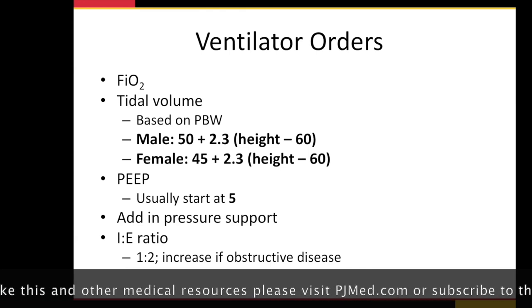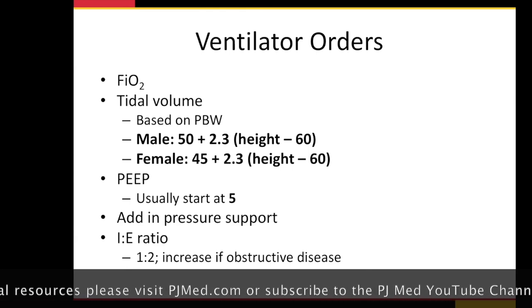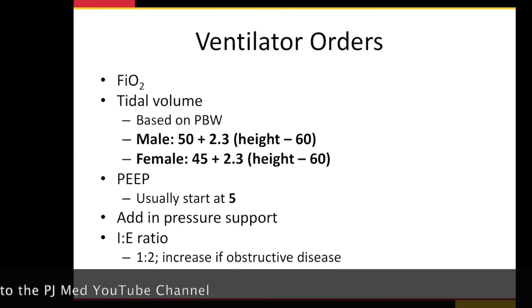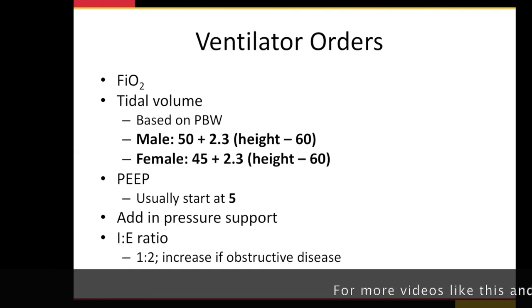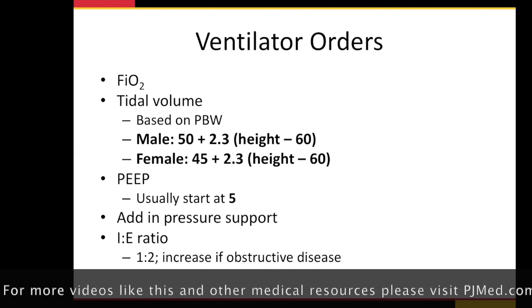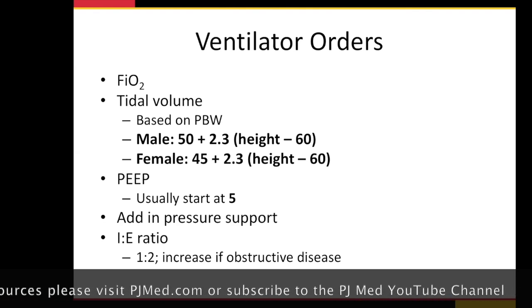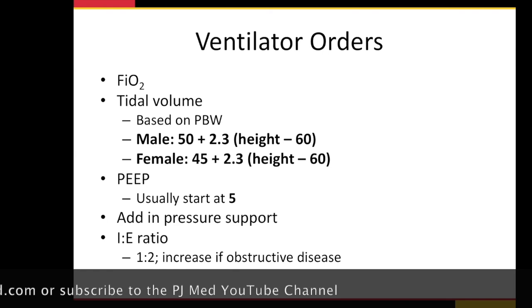I:E ratio. Okay. So you remember that first picture where I showed the breath going in, inspiration and expiration? We usually like to get that ratio at about 1 to 2. So in other words, the breath goes in 1 second and comes out in maybe 2 seconds, as an example, if that makes sense. You need to give the patient more time to exhale than to inhale. We can get the breath in pretty quickly, but to get it out, you've got to let it out.